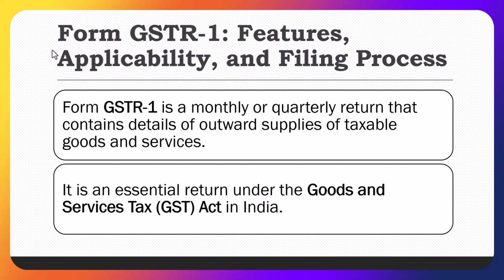Form GSTR1 feature, applicability and filing process. Form GSTR1 is a monthly or a quarterly return that contains details of output supply of taxable goods and services. It is an essential return under the Goods and Services Tax Act in India. So it is a monthly as well as a quarterly return. For some people it is quarterly; who choose to file quarterly, they can file quarterly. But for most of them, the big businessmen, they are supposed to file monthly. It all depends upon your turnover. If your turnover is below a certain threshold, then you can file it on a quarterly basis. But you need to make a payment on a monthly basis, whatever is your liability. Okay. Read this.